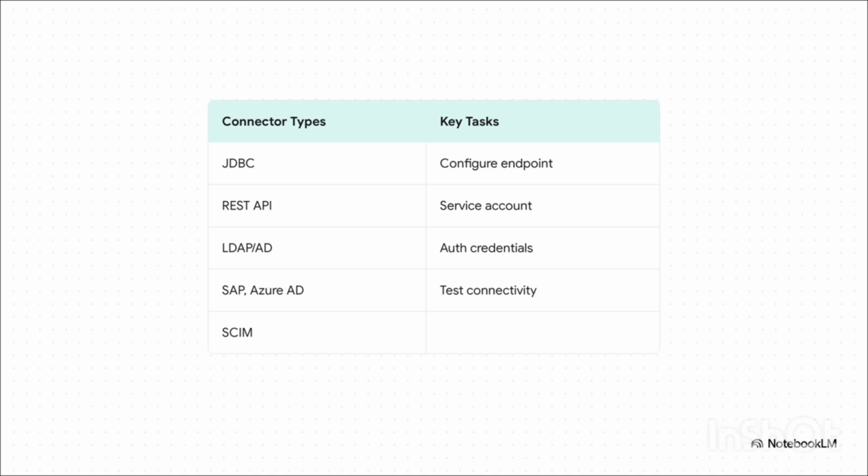You've got to configure your endpoint, set up those service accounts, lock down your authentication credentials, and then rigorously test that connectivity. No matter the connection, actually scratch that, especially because of the different connections, setting up your service accounts and testing them is absolutely non-negotiable, unless you enjoy troubleshooting at 2 in the morning.